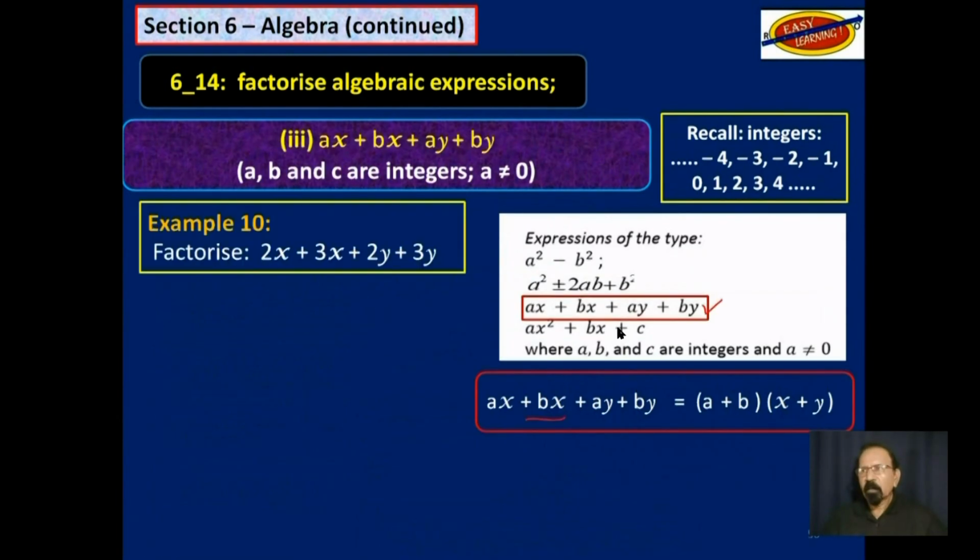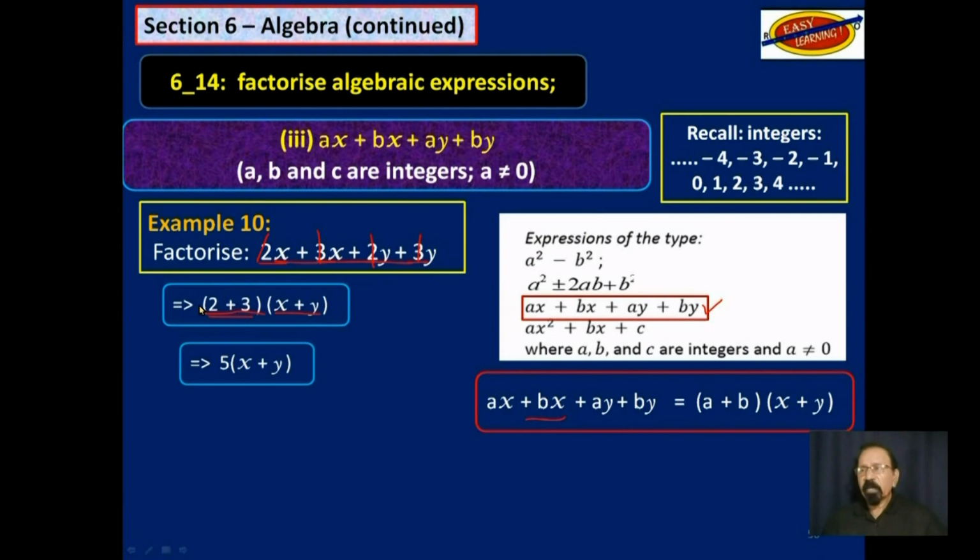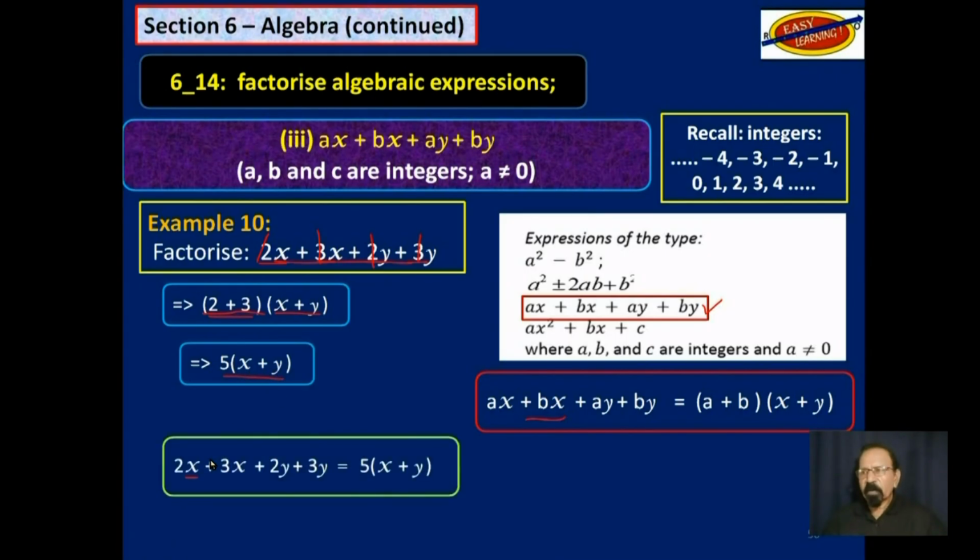So we are still here. Factorize 2x plus 3x plus 2y plus 3y. We see that we can clearly get a 2 and a 3 here and here and here and there. So we extract the 2 and the 3. That would be one term. And that leaves us with x one time and y one time. And of course, we could reduce that a little further. 3 plus 2 is 5 times x plus y. So if you had to factorize that, this is what you will get.